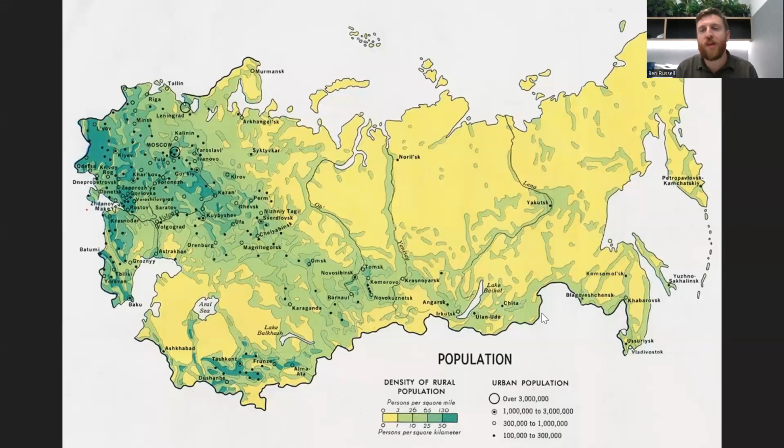Now, this actually is not a very accurate map because up here it says Leningrad. That tells us that this happened after the 1917 revolution. If this was an accurate map of the Russian Empire before the revolution, that would say St. Petersburg. So we've got St. Petersburg up here. We've got Moscow here, Kiev over here.